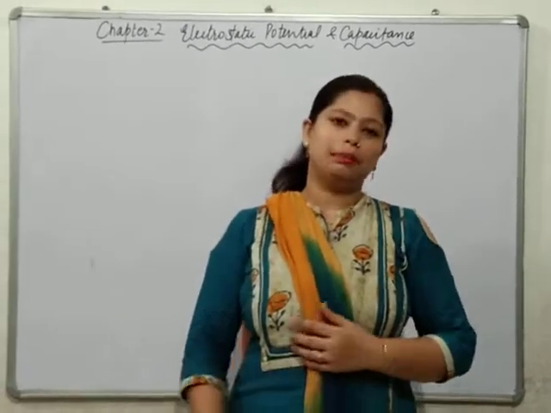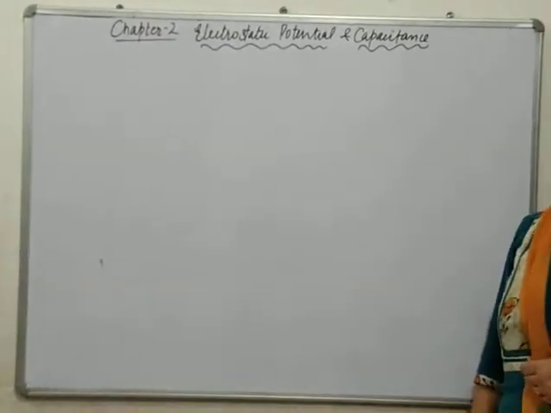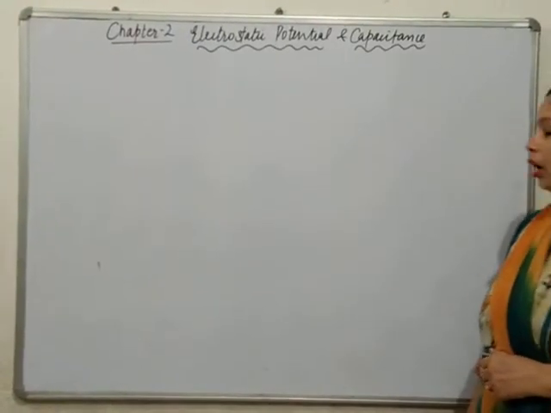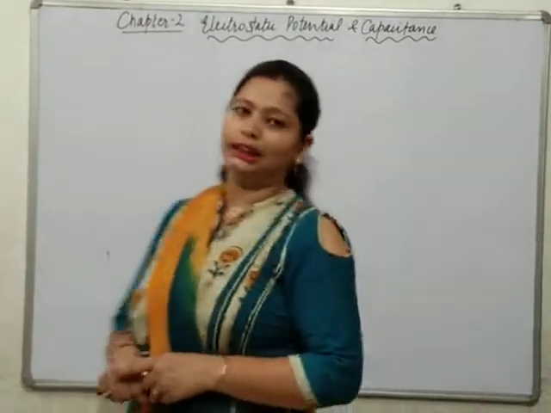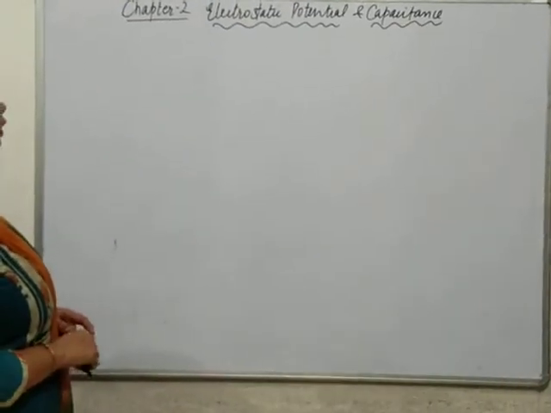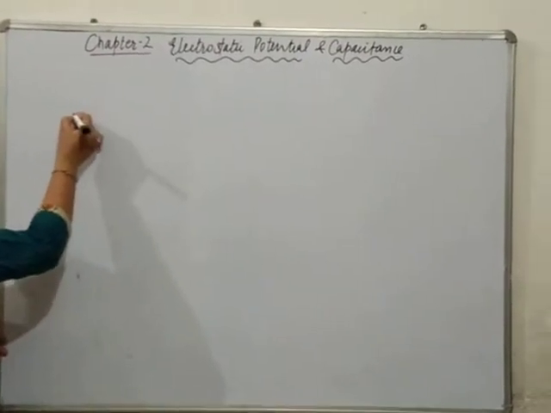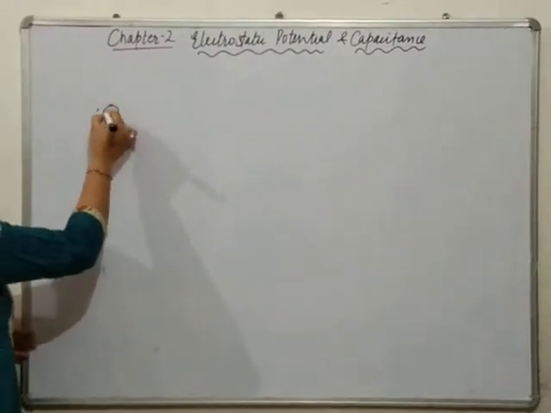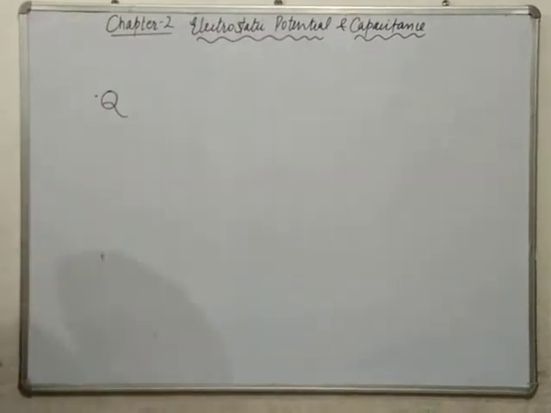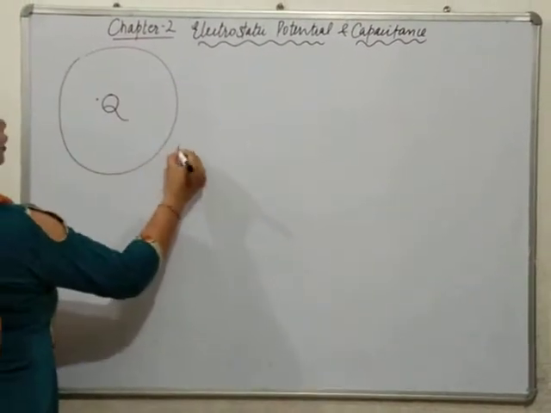Going to start our chapter number 2, that is electrostatic potential and capacitance, lecture number 1. Up to now we have learnt about charge, force, field. Now we are going to start the term that is potential. Whenever a charge is located at a particular point, the region around it gets modified.